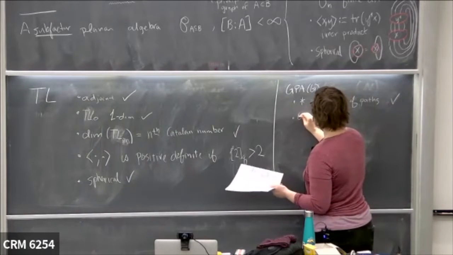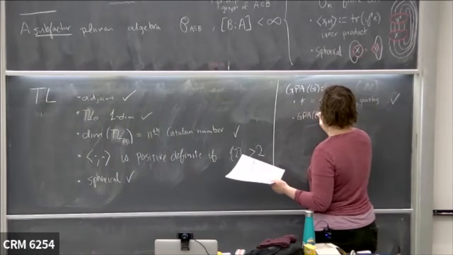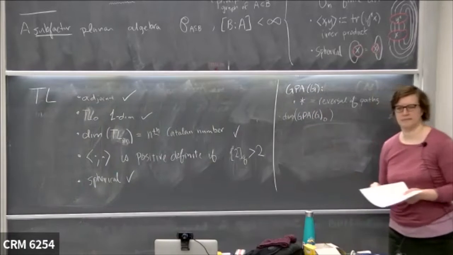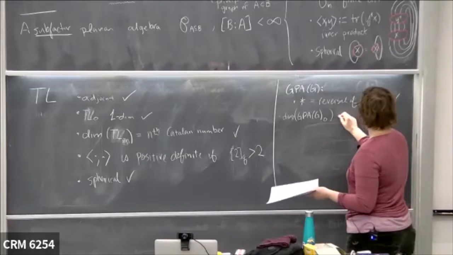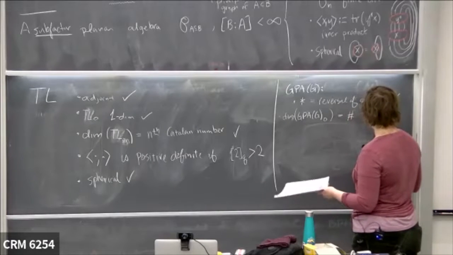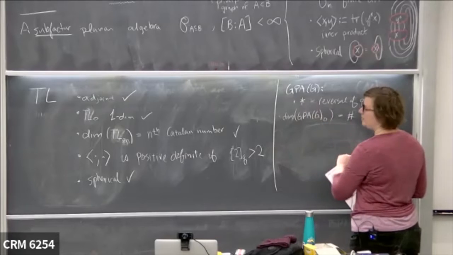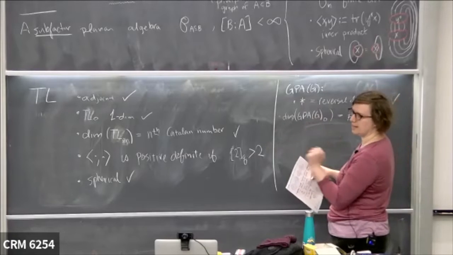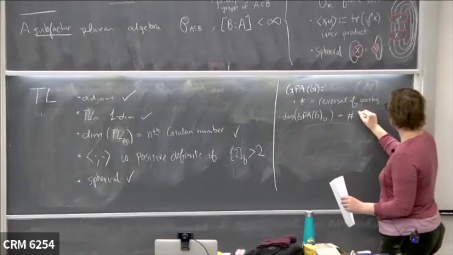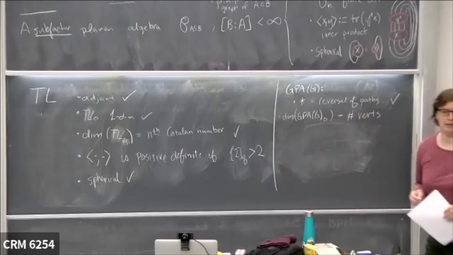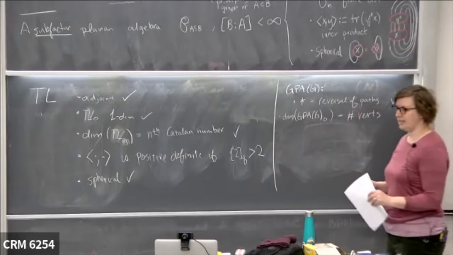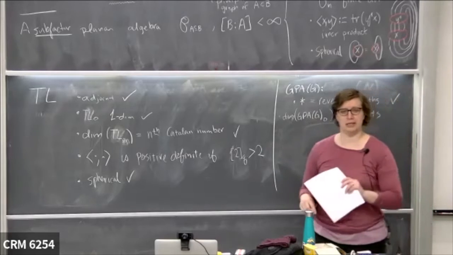Is our zero space one-dimensional? Not even close, right? Our zero space has one element for every vertex on our graph. And so it's finite, but it's certainly not one. Okay, now this seems bad, but it's actually good.